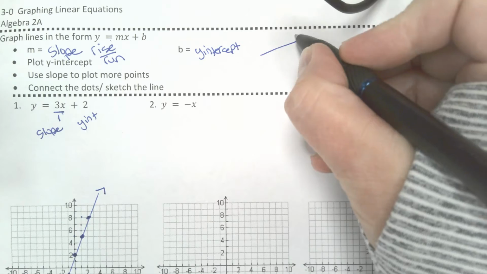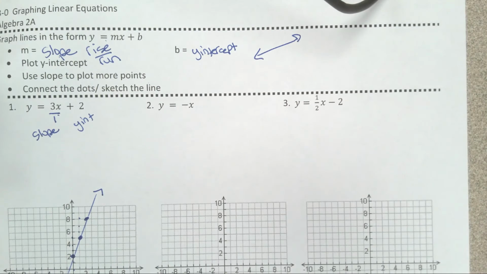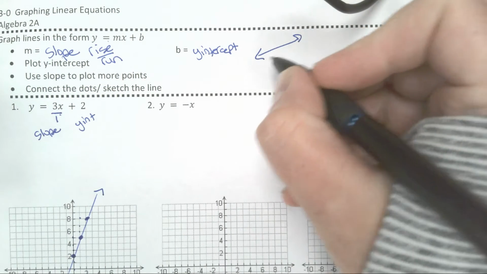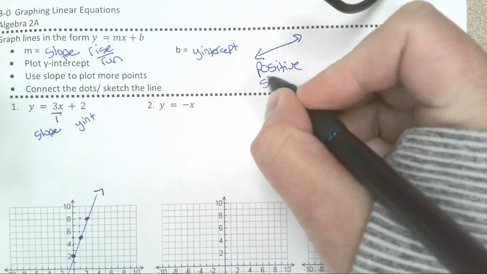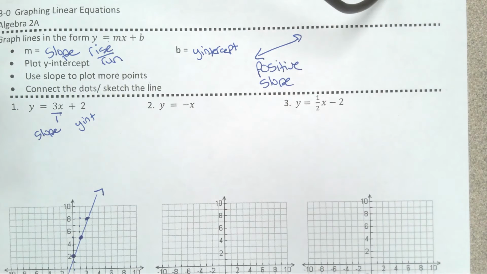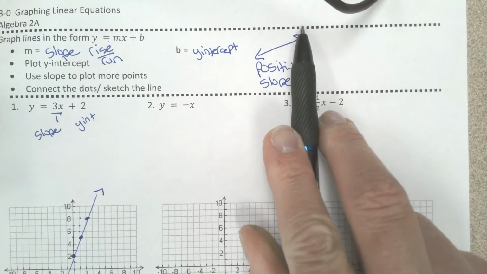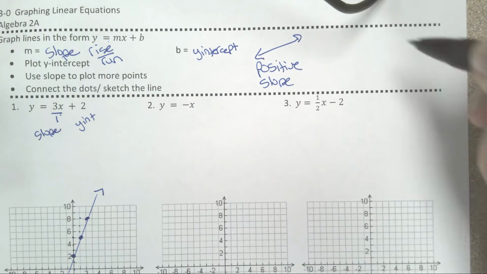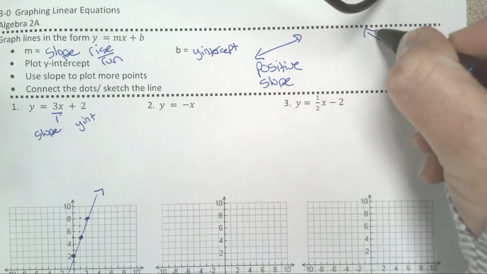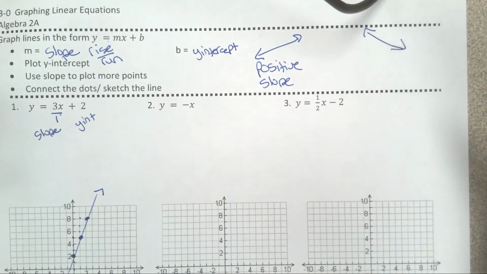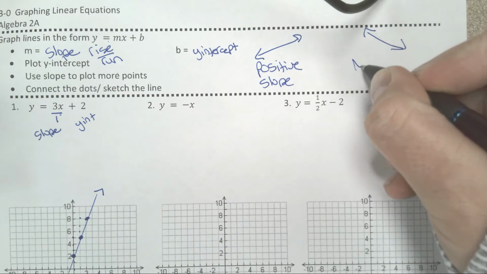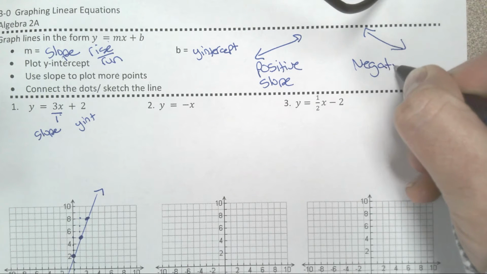If your line goes uphill like this, that means it is a positive slope. Positive slopes go uphill because we read a graph from left to right, just like a book. If it goes like this, from left to right, that's going downhill. So this would be a negative slope.